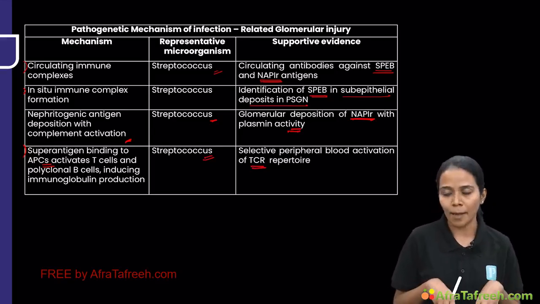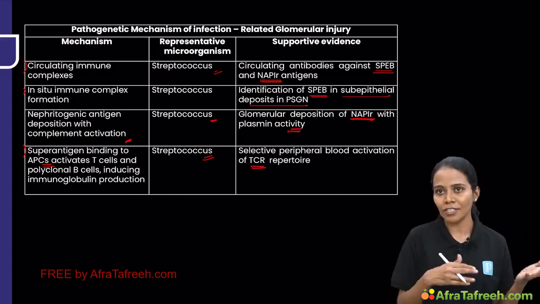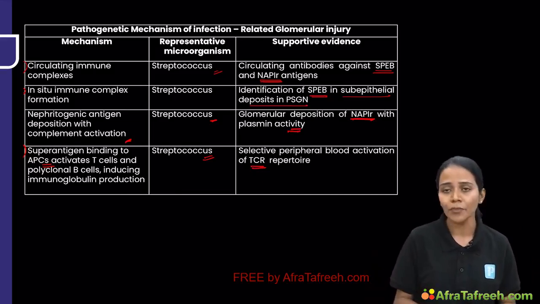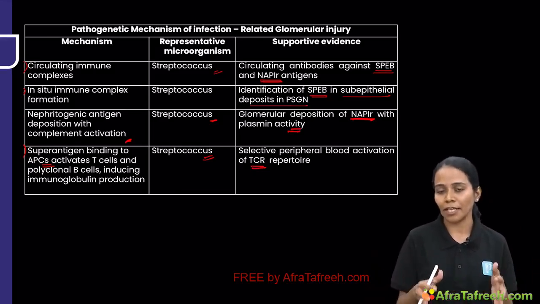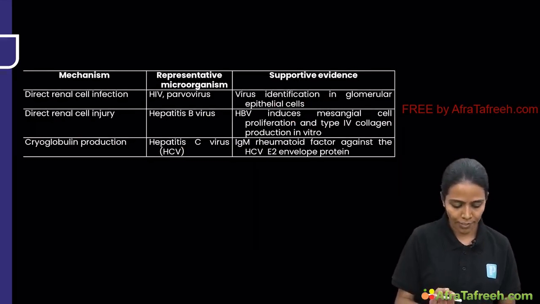Okay, so how this happens is, this goes and specifically binds to the T cell receptors. The antigen presenting cells are activated and T cell receptors are bound to. That's how this happens. Okay, so these are the pathogenetic mechanisms by which patients have post-streptococcal glomerulonephritis.